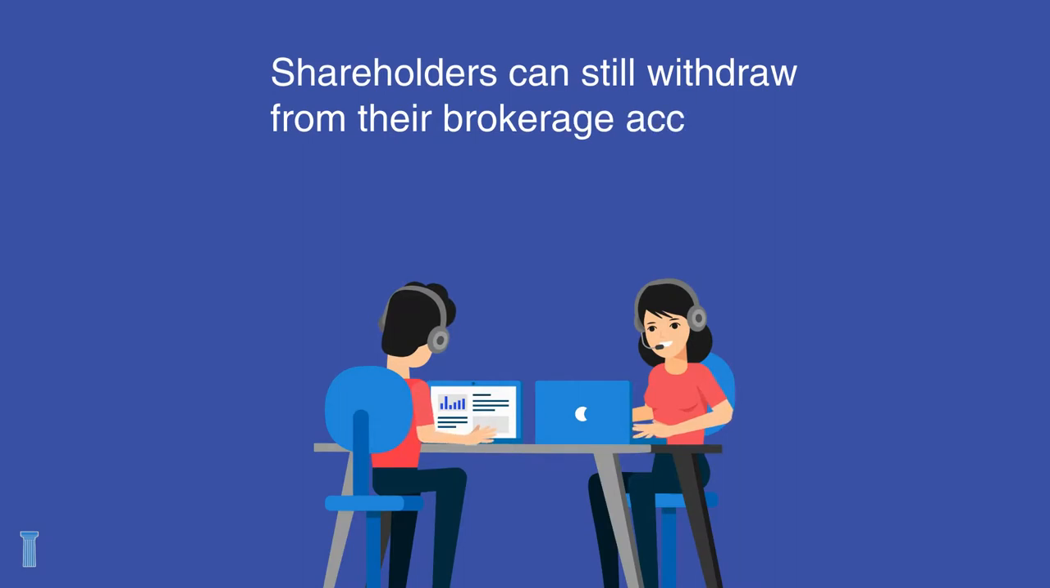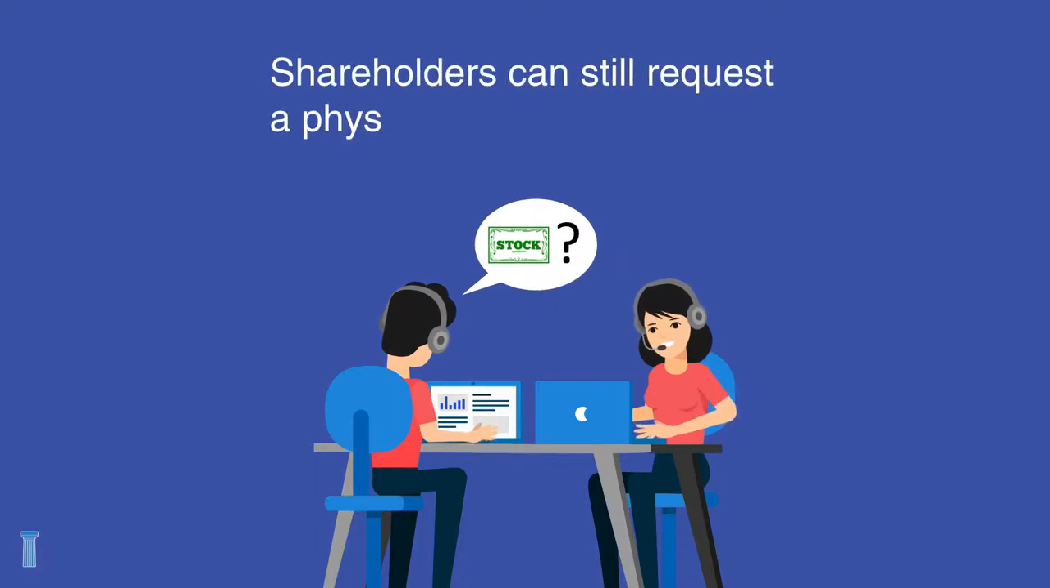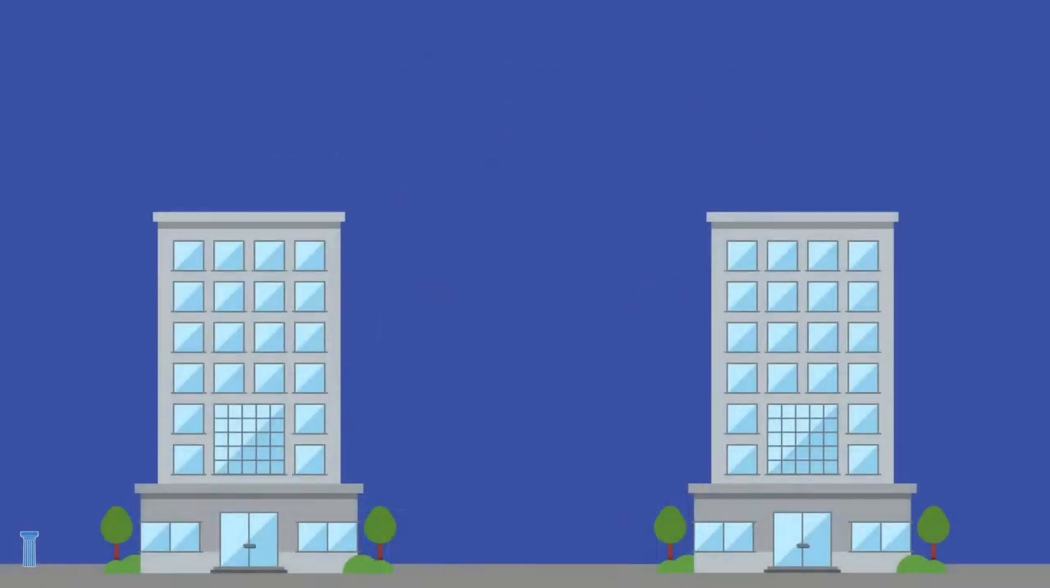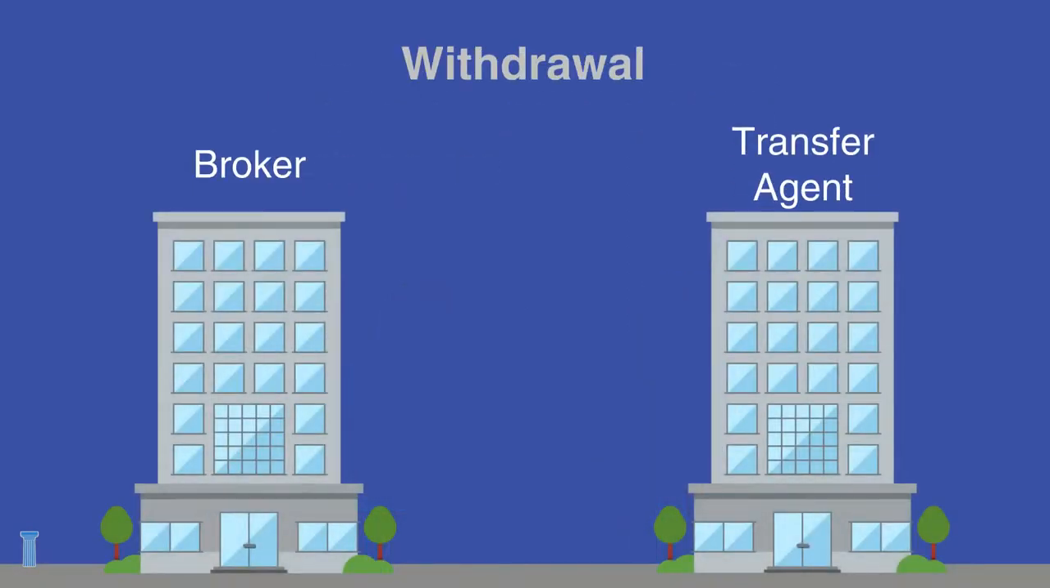Just because the process is electronic does not mean the shareholders aren't able to withdraw their stock from their brokerage account. They can still request a physical certificate through the broker, but there might be fees for this service. This transaction is known as a withdrawal because the shares are being withdrawn from the broker and held on the books of the transfer agent.